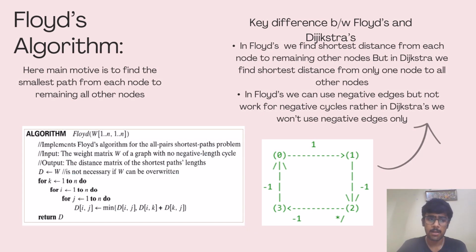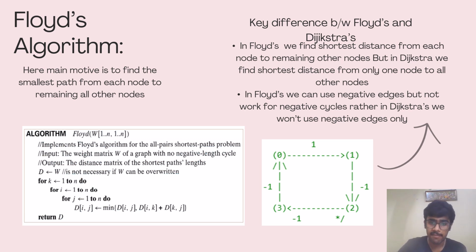Now let's understand the third application of dynamic programming, that is Floyd's algorithm. The main motive of Floyd's algorithm is to find the all pair shortest path. The name itself says all pair shortest path. That is, it finds the shortest path from the given node to all other nodes.